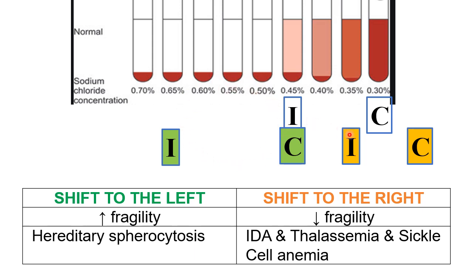Okay? Dito naman siya shift to the right. Okay, na-move dun sa right. Ibig sabihin, decrease yung RBC fragility, which happens in IDA, Thalassemia, and Sickle cell anemia. So, magsa-start pa lang hemolysis at 0.35 and even at higher hypotonicity, baka hindi nyo ma-appreciate pa yung complete hemolysis.